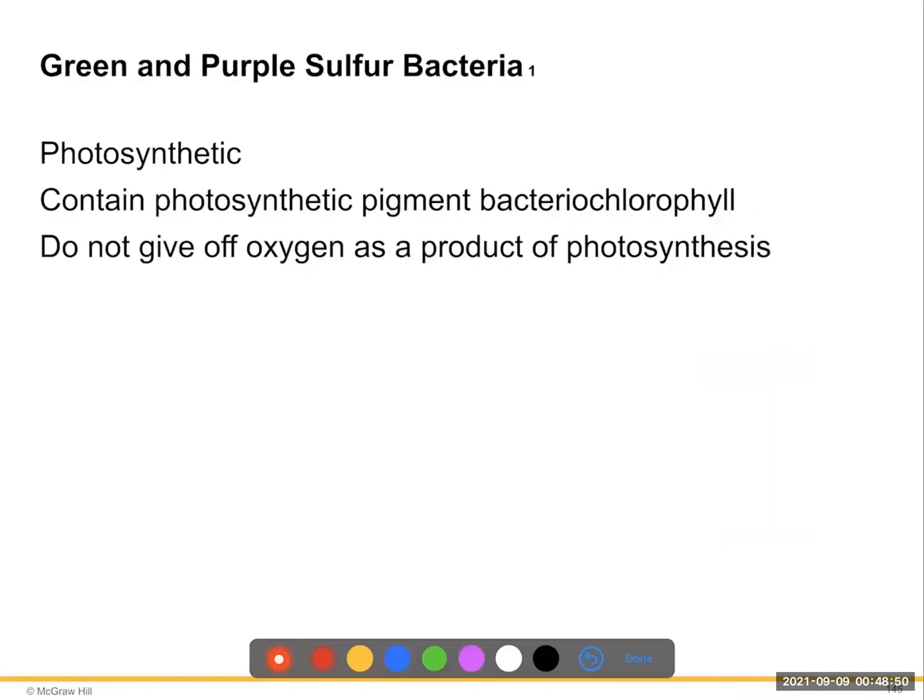Green and purple sulfur bacteria are photosynthetic. Okay. They take sunlight and create energy. They contain photosynthetic pigments, bacterial chlorophyll. They do not give off oxygen though. They use the products to produce nutrients for the cell, but they do not give off oxygen as a byproduct.